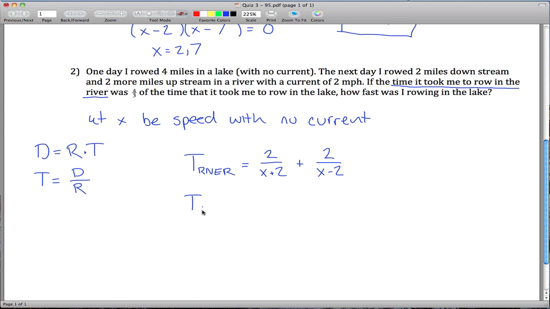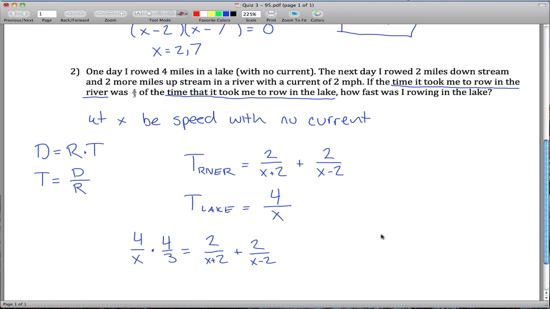And my time in the lake was 4 miles was the distance, and the rate is just x. So that was the time in the river, and that was the time in the lake. And we know that the time in the river, this top guy, is 4/3 of this bottom guy. That is 4 over x times 4/3 has to equal 2 over x plus 2 plus 2 over x minus 2.